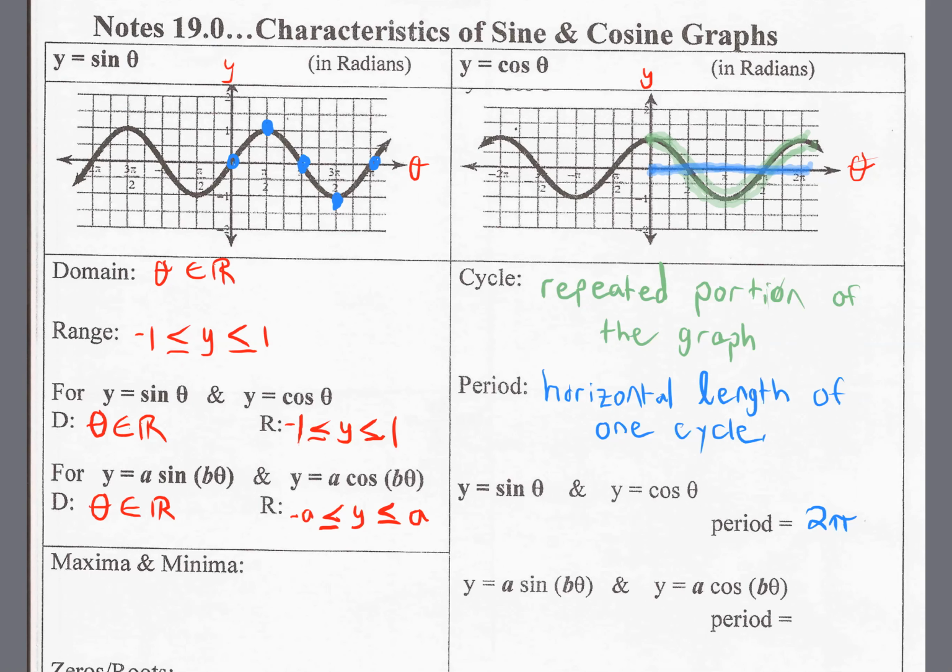If you have a b, the period, I'm just going to give it to you, is going to be 2 pi over the absolute value of b. You don't have to worry about the absolute value in this class because b will always be positive. But in pre-calculus, if you see a b that's negative, just make sure you convert it to a positive number. So you do 2 pi divided by b. B is the coefficient of theta from the formula. So 2 pi over b.